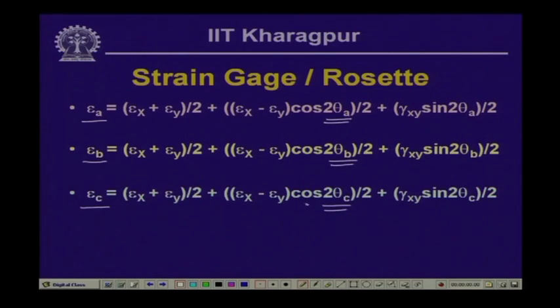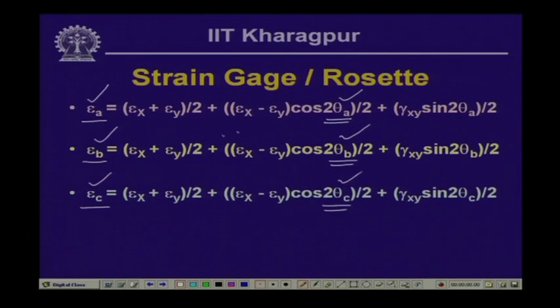Now, in these three equations, we know epsilon A, epsilon B, epsilon C, and also theta A, theta B, theta C, as these are predetermined orientations along which the gauges will be placed. Since we are measuring strain along A, B and C, epsilon A, epsilon B, epsilon C are known. So in these three equations, six quantities are known. The only unknown quantities are epsilon x, epsilon y and gamma x y, which we can evaluate from these three equations.